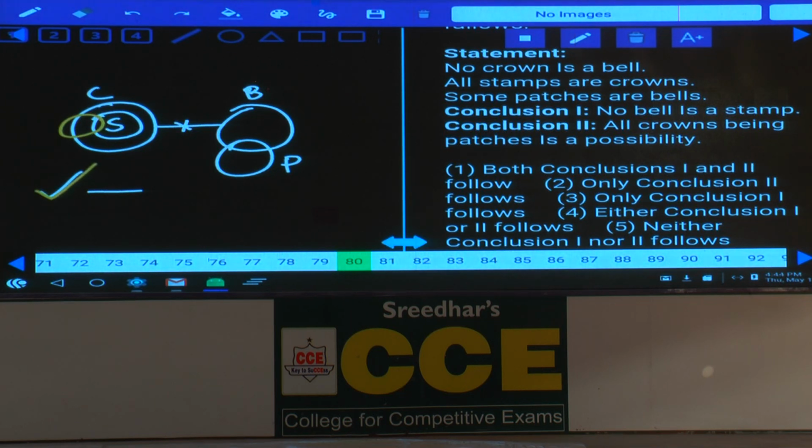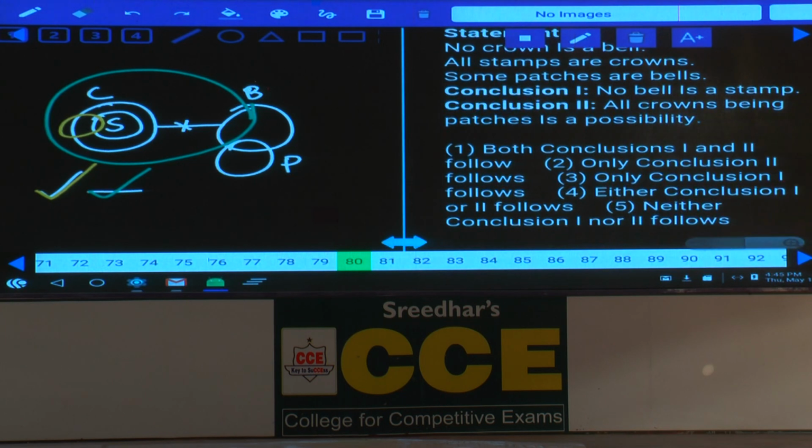Then all crowns or patches is a possibility. Now tell me, are all these crowns or patches possible or not? All crowns or patches means these patches should be drawn like this. Is it possible to draw like this or not? Yes. Hence what is your answer? Both conclusions follow, both 1 and 2, and it is given in choice 1. Question number 80, choice 1 is the answer. Clear now? 76 to 80. Then 81 to 85.